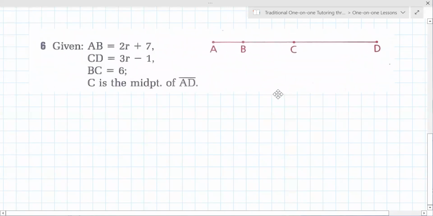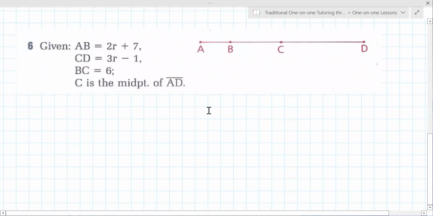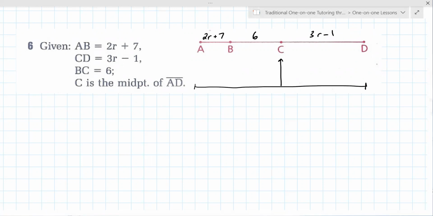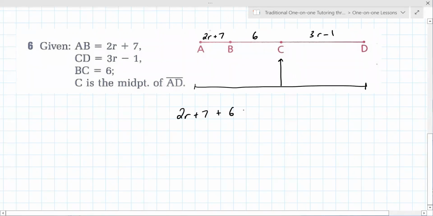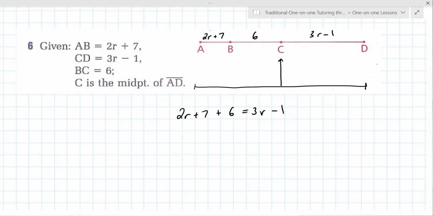All right. So this problem says given AB is 2r plus 7. Sometimes it's good to just start labeling those. CD is 3r minus 1, and BC is 6, but C is the midpoint of the whole thing. What does that mean for us in terms of an equation up here? 2r plus 7 plus 6 equals 3r minus 1. Very good. Now I didn't tell you what to find here, so I want you to solve for R first.